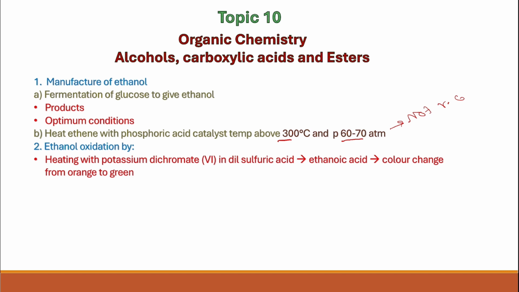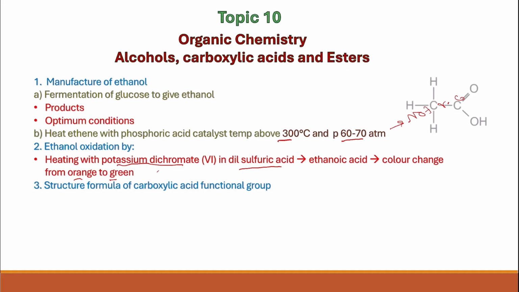And this is done by heating with potassium dichromate and dilute sulfuric acid. So they tend to ask you about the two reagents used in the oxidation. So it's the potassium dichromate and dilute sulfuric acid. And then they ask you about the color change. So remember the potassium dichromate changes color from orange to green when it oxidizes ethanol. The structural formula of the carboxylic acid functional group is quite common as well.